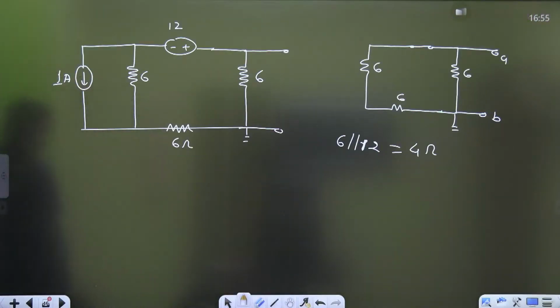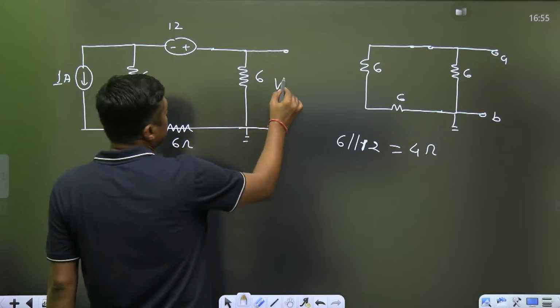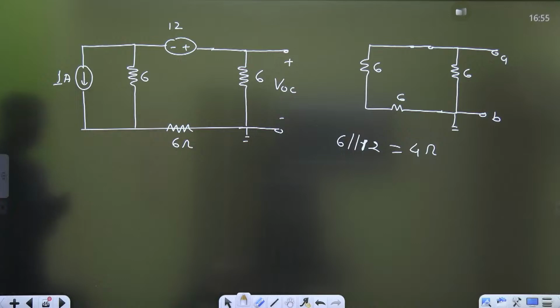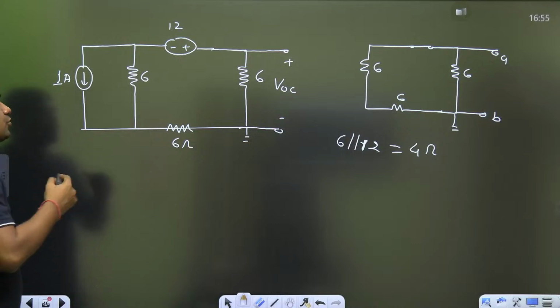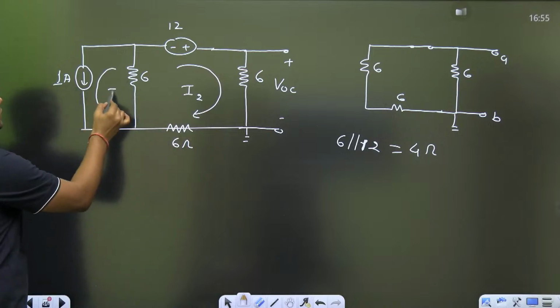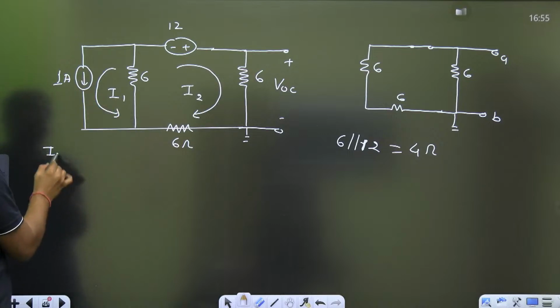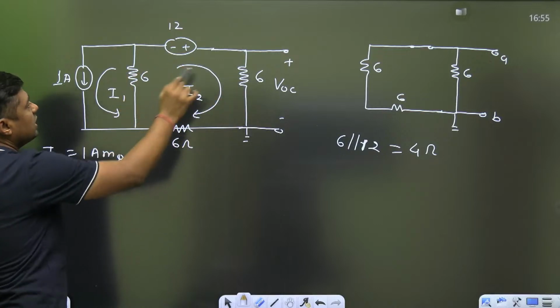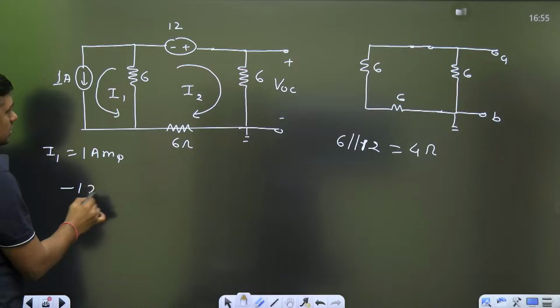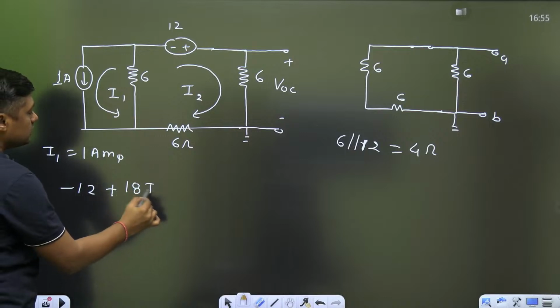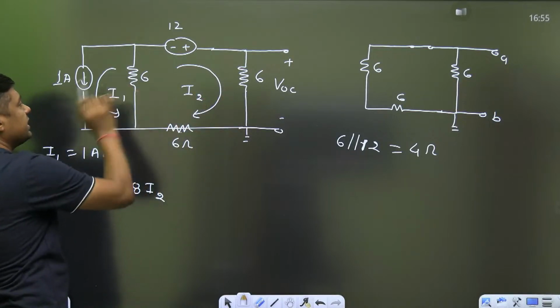And now suppose you want to find what is the voltage VOC. Again it is an easy method, right? You can choose a current I2 here, or you can choose a current I1 here in the direction of the current. So I1 directly you can say 1 ampere, or I2 into 6 is VOC. Now write down the KVL. So it will become minus 12 plus 6 plus 6 plus 6, 18 times of I2. Directly 6 plus 6 plus 6, 18 times of I2.